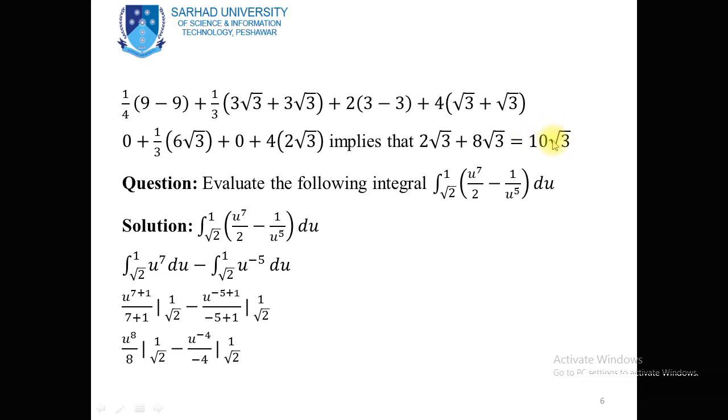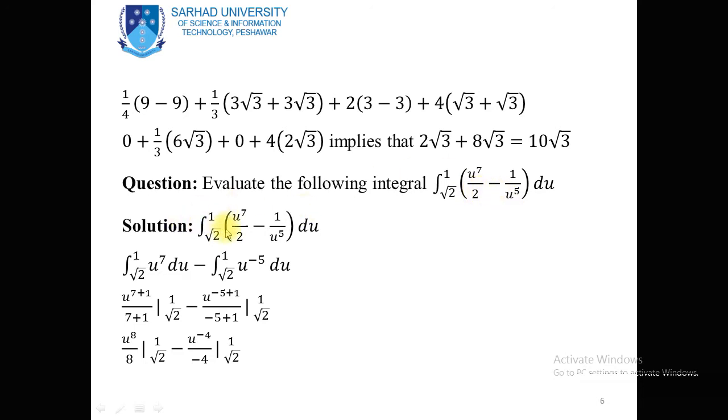So this is the result of the given function of integration. Now another problem: taking the integration of u^7 divided by 2 minus 1 over u^5 with respect to u, and the limit is given from root 2 to 1. Integration from root 2 to 1 of the function u^7 divided by 2 minus 1 over u^5 with respect to u.